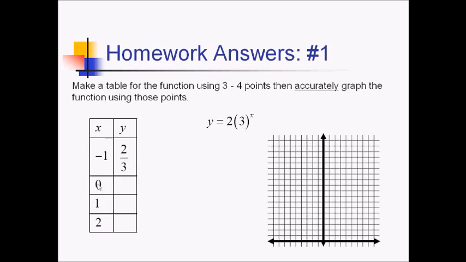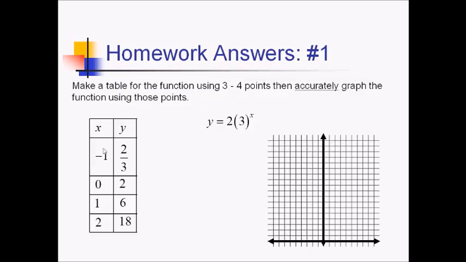And then if I plug in 0, 2 times 3 to the 0, well, 3 to the 0 is just 1, so that's just 2 times 1, or 2. And if you understand these exponential functions, you're multiplying by 3 each step you take to the right. So then this is going to be 6, and this is going to be 18, and you can double check that.